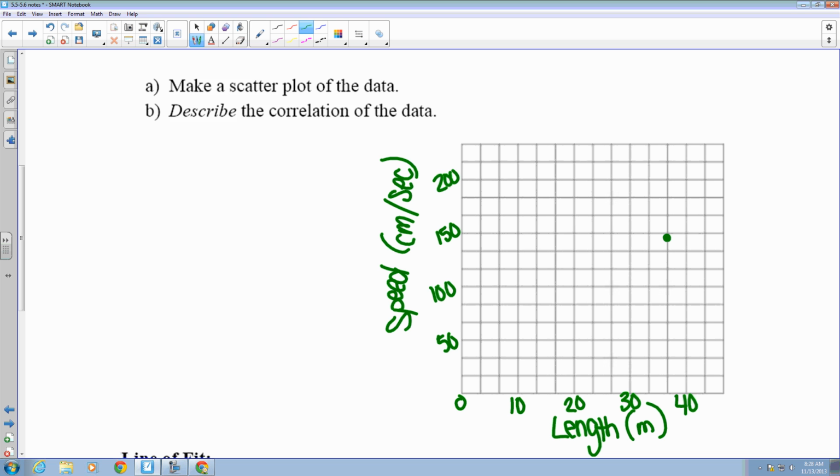Next one is 19.2, 47. Third one is 21.3, 88. Fourth one is 26.2, 131. And the last one is 26.8, 98.